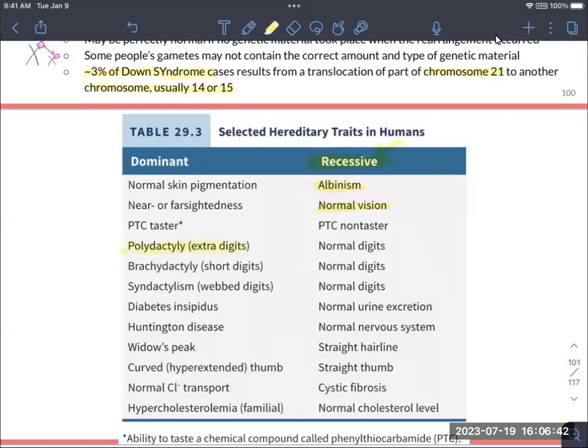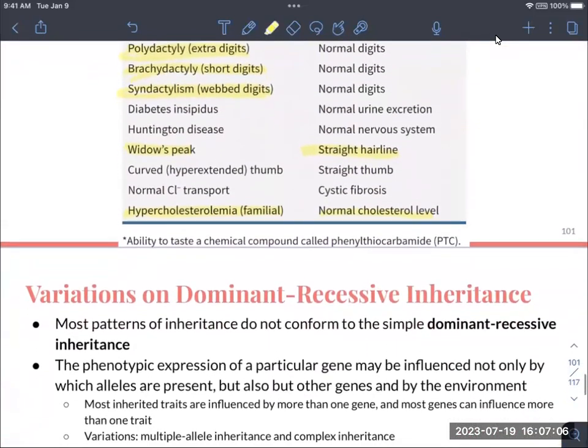Polydactyly. Extra digits. Short digits. These are all dominant. Widow's peak versus a straight hairline. Hypercholesterolemia is on the dominant gene, while normal cholesterol levels are on the recessive genes.